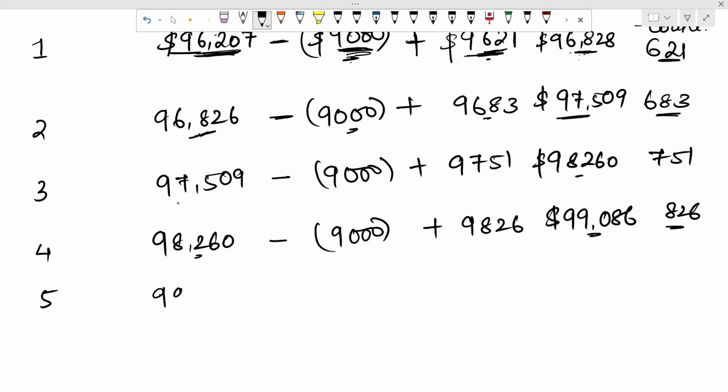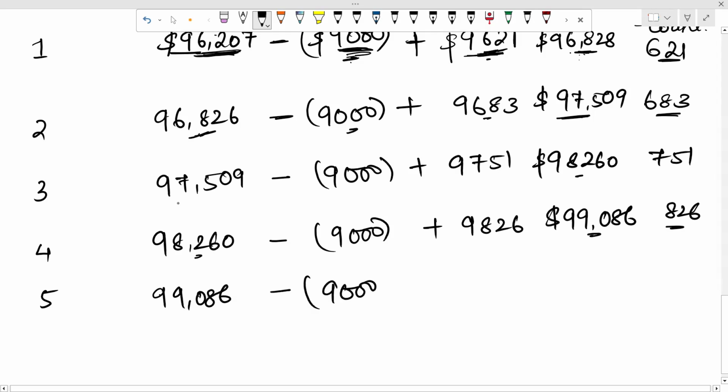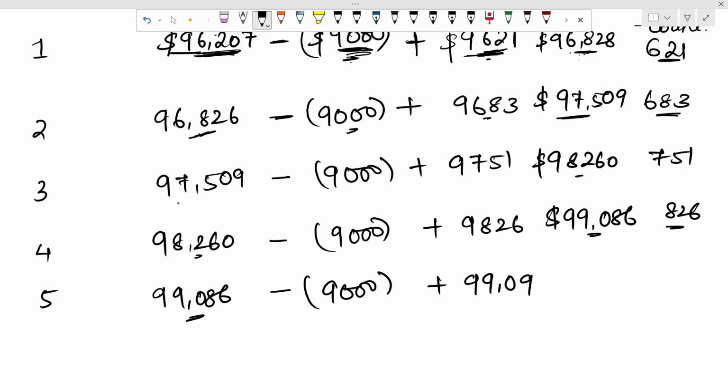It is $99,086 minus 9,000 plus what is interest expense? It is 10% of opening balance. So here it is 9908.6 we get. So we can round it to 9909.